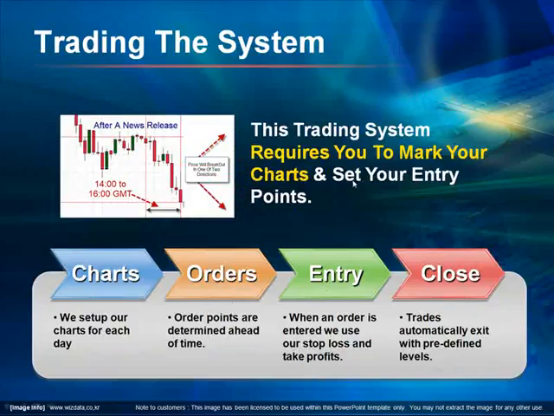Rather than using indicators, you're going to mark your charts as you go along. When we start with this system, we set up the charts for each day. We pre-place our orders. If we find legitimate order points, we're going to set a buy order and a sell order that will be automatically placed if the price hits that point. The entry occurs automatically after we've done that. And we're going to use stop losses and take profits, so the whole trade is automated. Trades are closed by themselves.